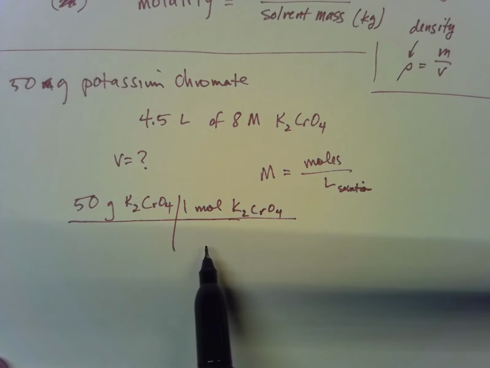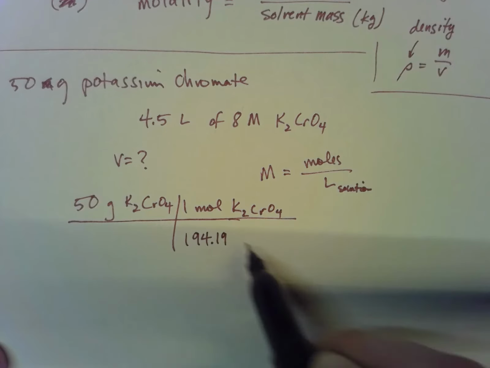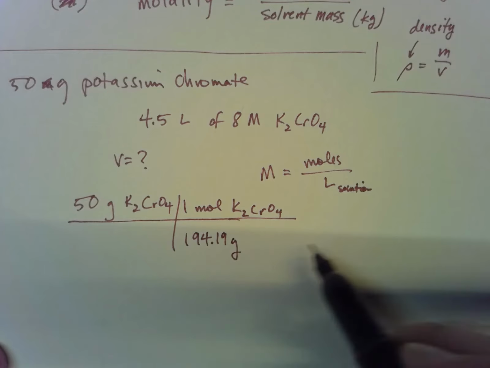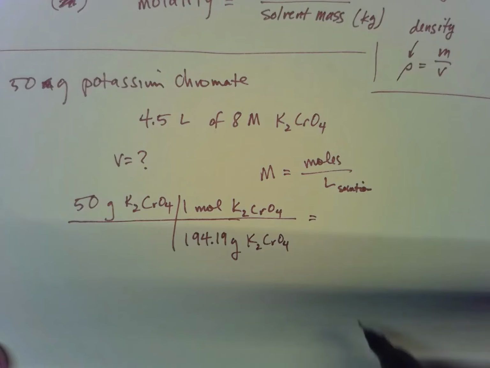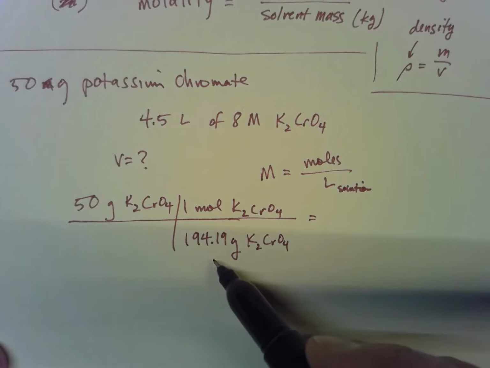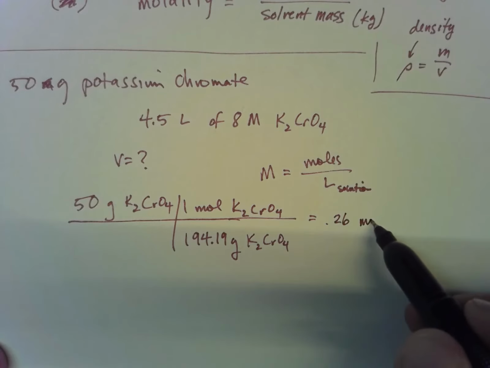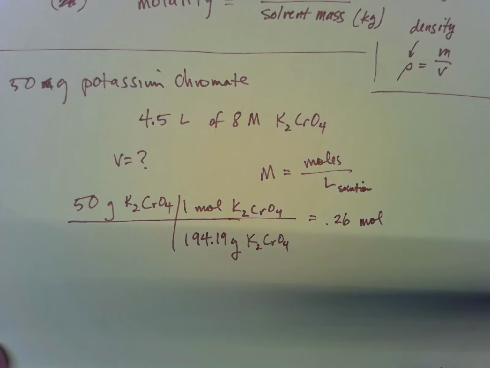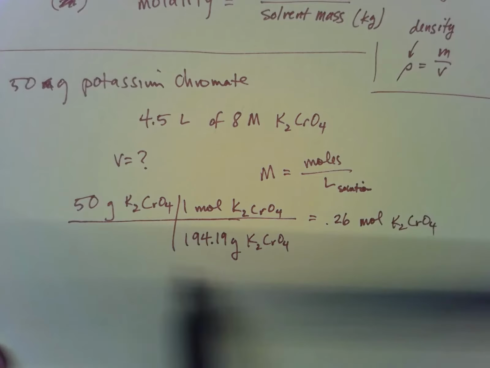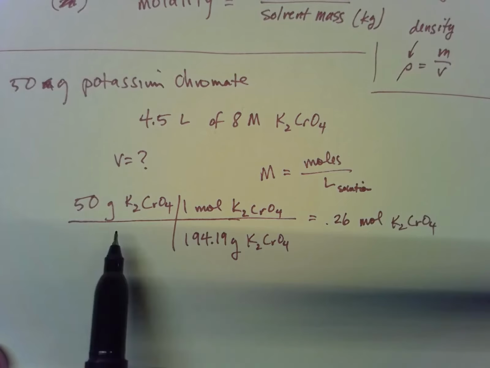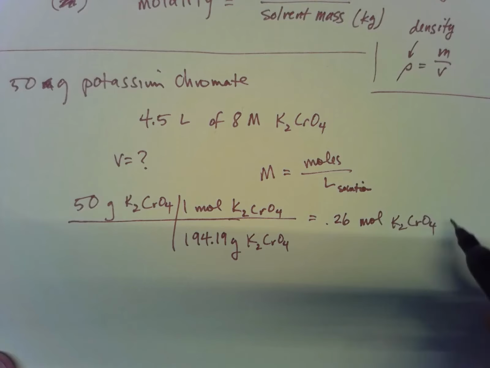And then what is our molar mass there? Thankfully, that's been worked out for us. Obviously, we would just add those up from the periodic table. And what does that equal? We take 50 and divide it by 194.19, and we get 0.26 moles of K2CrO4. This calculation is never going away, so you'll need to be always on the lookout for that. So that's how many moles we need.